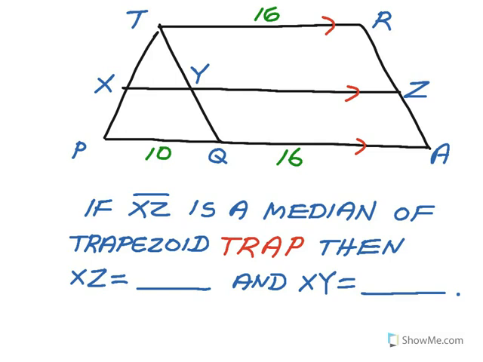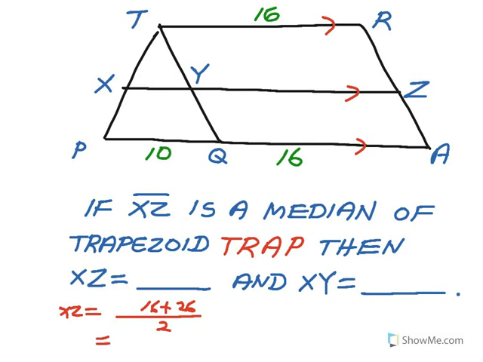I know the median is the average of the two base lengths. So XZ should be equal to the average of TR, which is 16, and PA, which is 10. 10 plus 16 is 26. And so if I divide that sum by 2, that's going to be 26 divided by 2, or 13. So XZ has a length of 21.